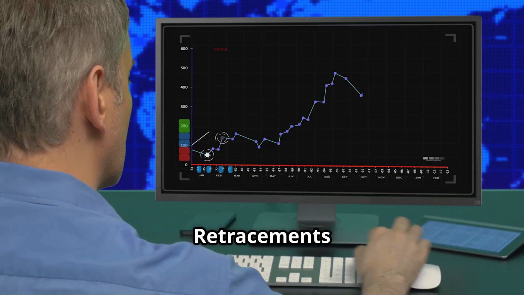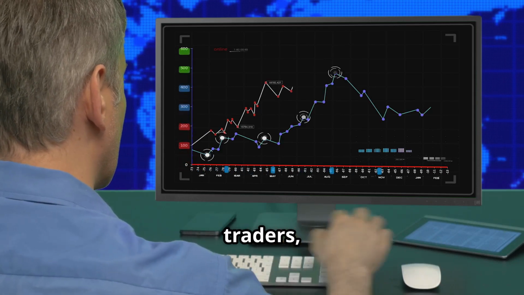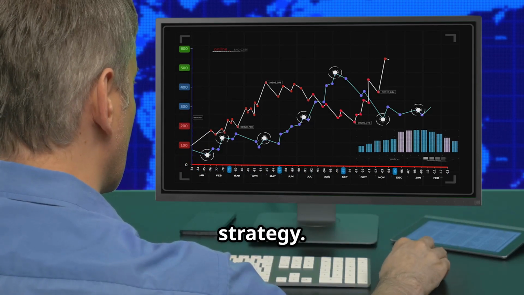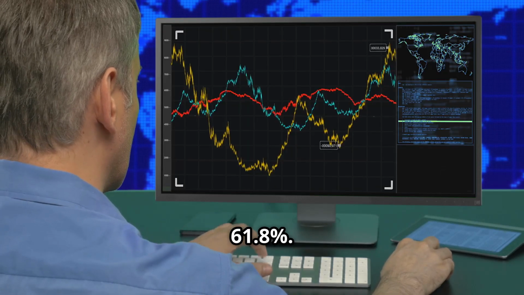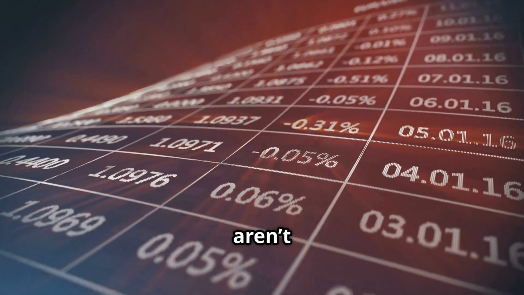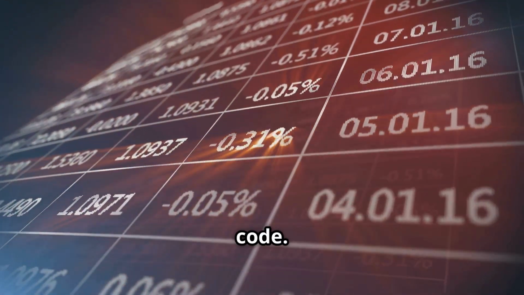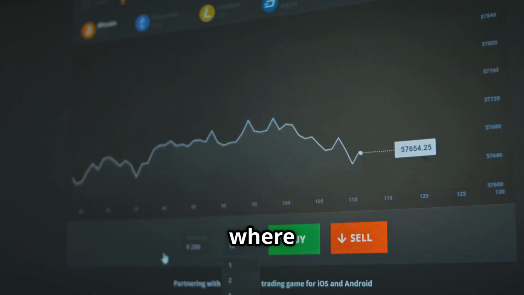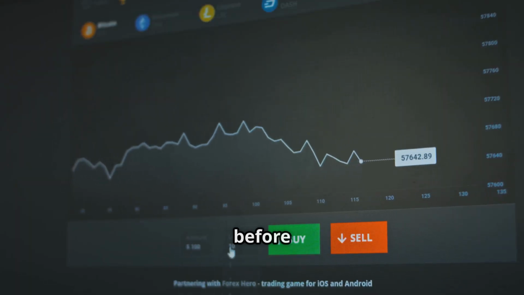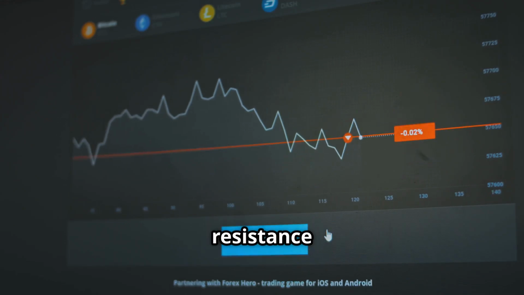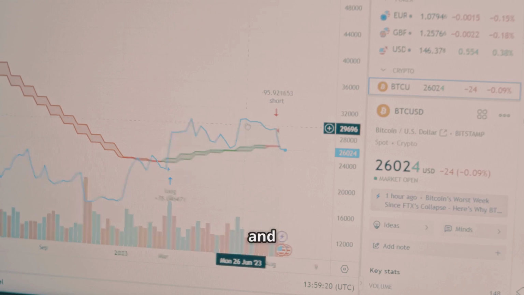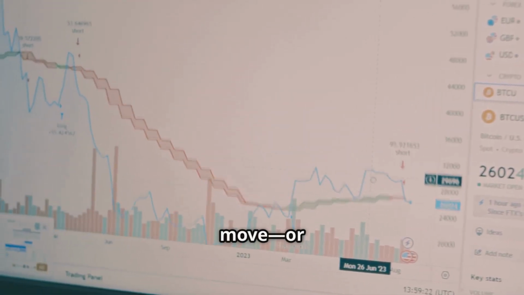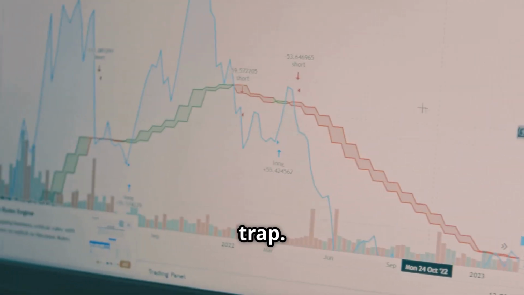The Fibonacci retracements are nature's weapon for traders, and they are our next strategy. 38.2%, 50%, 61.8%. These aren't random numbers, they're nature's code. Fibonacci reveals where price might snap back before brutalizing resistance or vaporizing support. Combine with volume, and you'll know if institutions are backing the move, or if it's a trap.